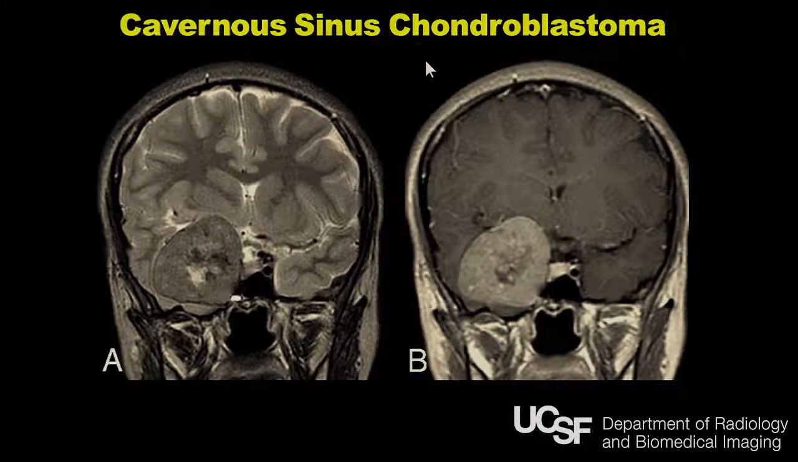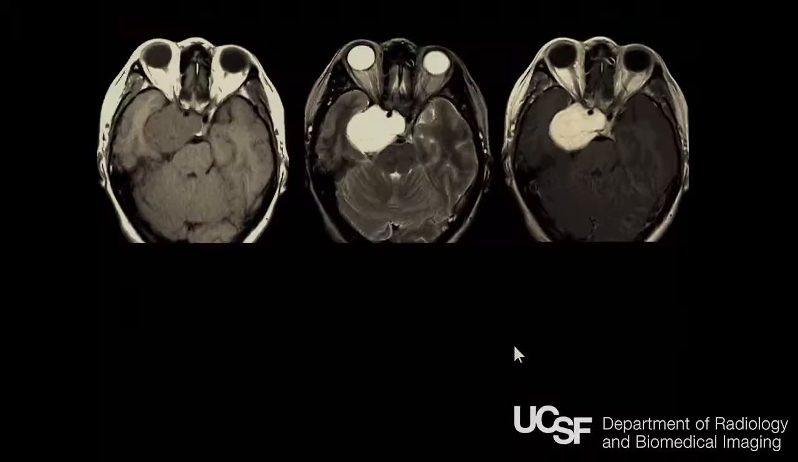And this is a cavernous sinus chondroblastoma. That's pretty unusual. But again, you'll see that this shape is kind of wrong for meningiomas. Meningiomas tend to be dural-based. And here's sort of T2, how that's really important to help you make the diagnosis.